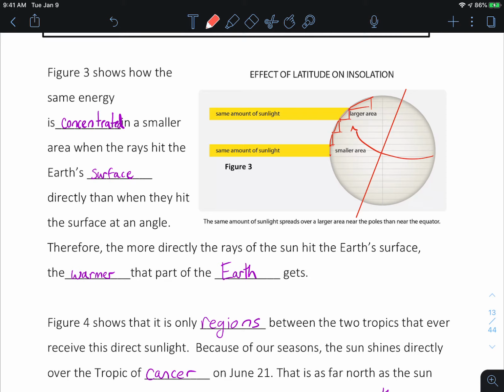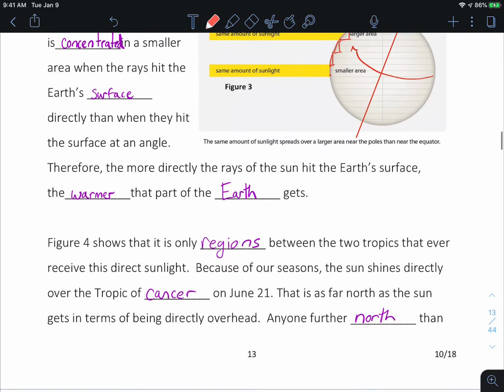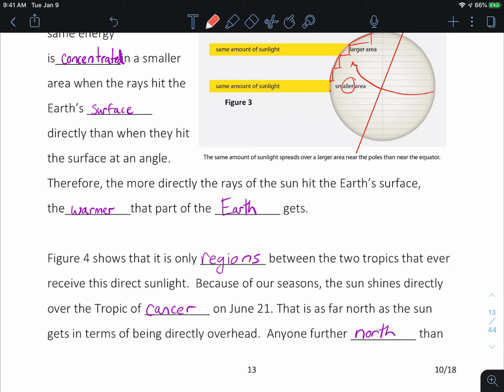Okay, so let's read through and see if there's anything to be gained here. Figure 3 shows how the same energy is concentrated in a smaller area when the rays hit the Earth's surface directly than when they hit the surface at an angle. Therefore, the more directly the rays of the sun hit the Earth's surface, the warmer that part of the Earth gets. Figure 4 shows that it is only regions between the two tropics, the two tropics here, where the sun will shine directly.